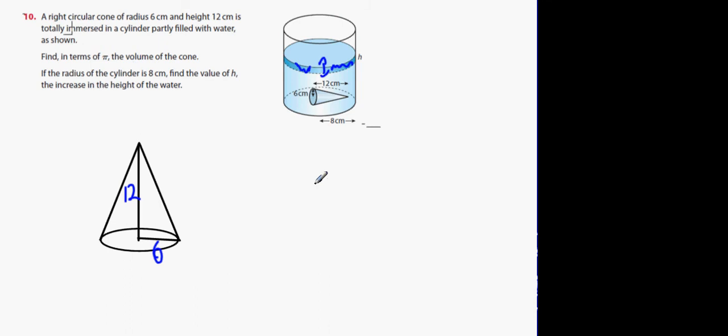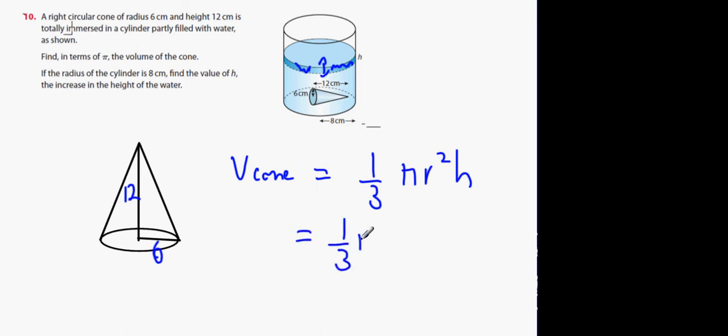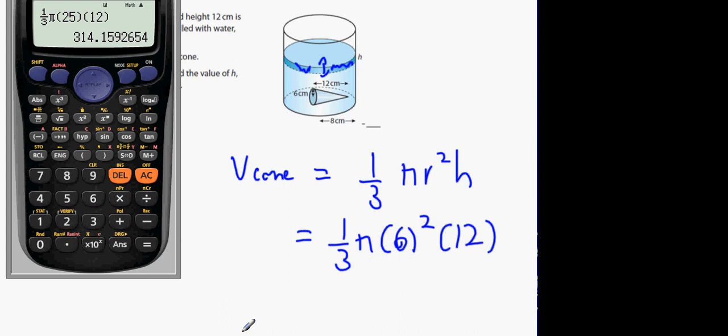Now, to find the volume of a cone, what do we do for the volume of a cone? 1/3 pi r squared h. Do we need to find l in this question? No. The reason why we don't need to find l is because it's not used in the formula we're going to use. So we're going to leave it in terms of pi. 1/3 pi 6 squared multiplied by 12. 6 squared is 36. And 12 is there, so we're going to get 144 pi.